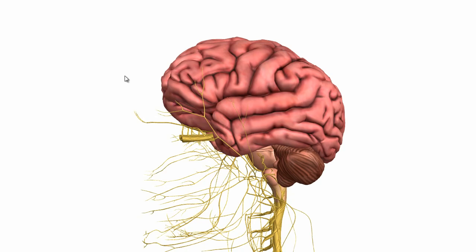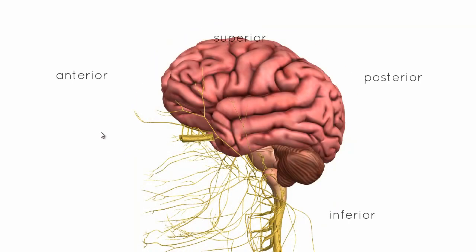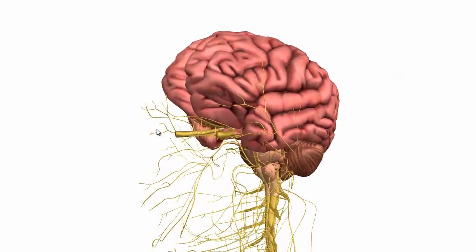First of all, I'll just point out what we're looking at here. We're looking at a side view of the brain. Anterior is this side, posterior is this side, and obviously superior and inferior. So you can see how the brain sits there. I'm just going to rotate it around and we'll take a look at the brainstem.